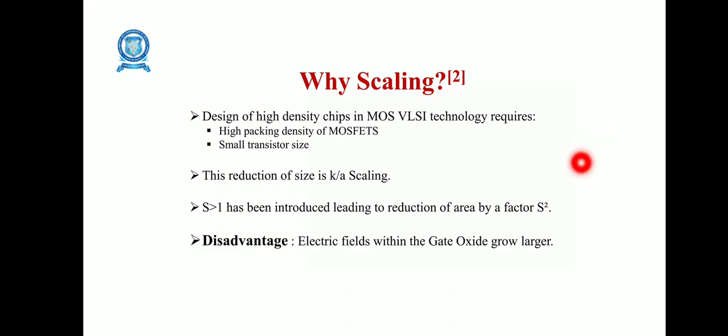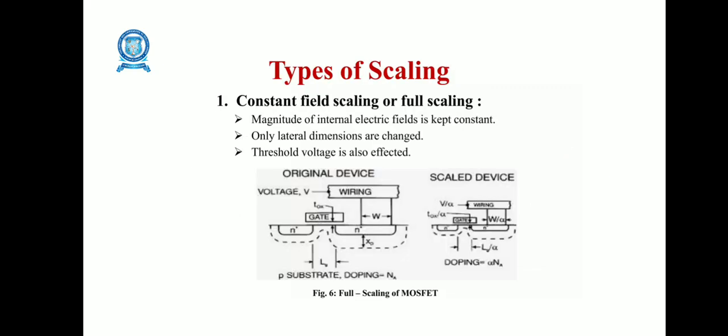The disadvantage is that electric fields within the gate oxide grow larger. Now the types of scaling. The first one is constant field scaling, or full scaling. In this, all the parameters of the MOSFET are scaled. To understand, consider that the scaling factor is S, with a value greater than 1. All the parameters of the MOSFET are scaled by the factor S and change to new values. For example, if the original gate length is L, then after scaling it becomes L dash equals L by S. In a similar way, all the parameters change to their new values. Hence this type of scaling is known as full scaling.